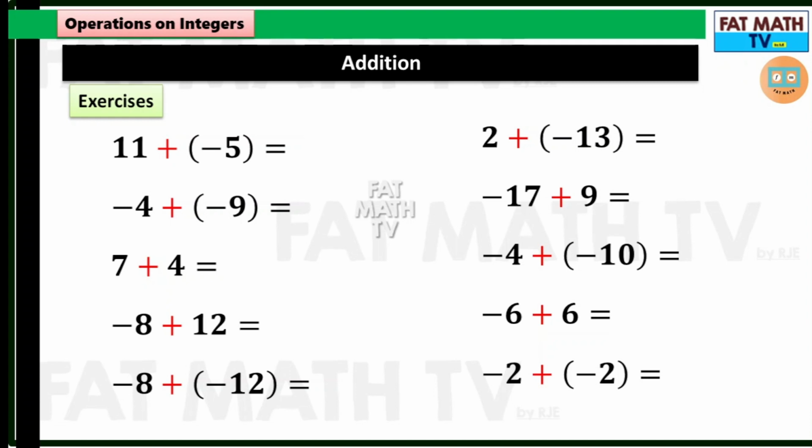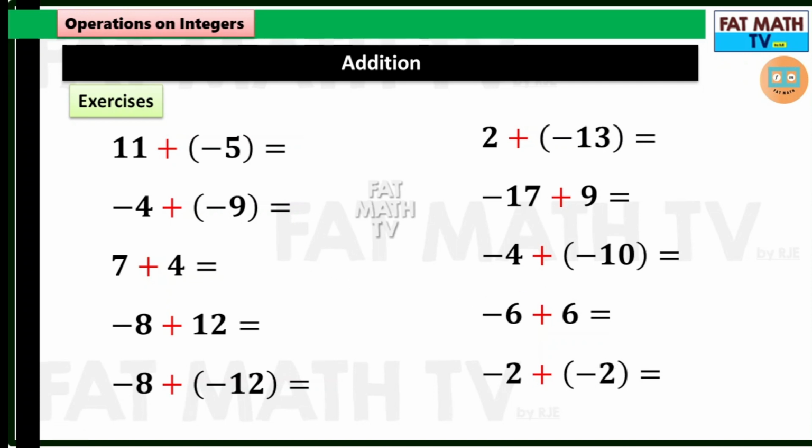Okay, 11 plus negative 5, negative 4 plus negative 9, 7 plus 4, negative 8 plus 12, negative 8 plus negative 12, 2 plus negative 13, negative 17 plus 9, 4 plus negative 10, negative 4 plus negative 10, negative 6 plus 6, and negative 2 plus negative 2.